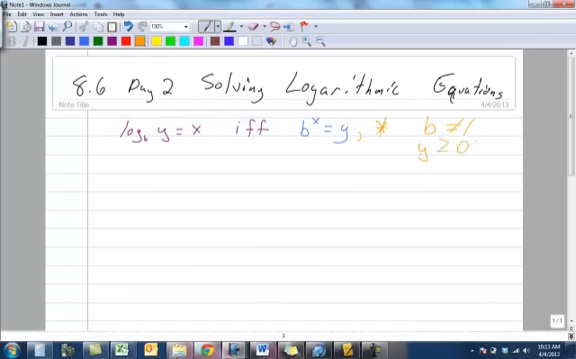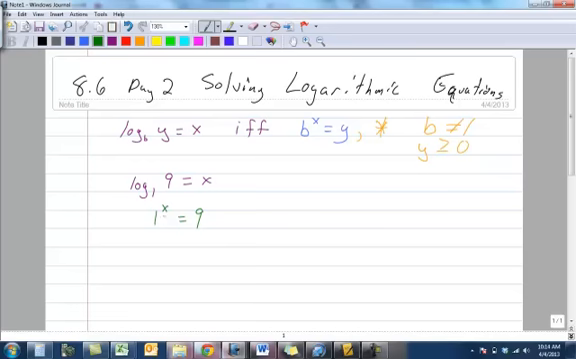All right, and I told you that it wasn't going to be a big deal for a while, and now it's going to be kind of a big deal. Here's what's up. Why can't b be 1? Let's think about that. If I have log base 1 of 9 is equal to something, well, if I was to rewrite this, this would be 1 to the what power is equal to 9. That's what this would be in exponent form.